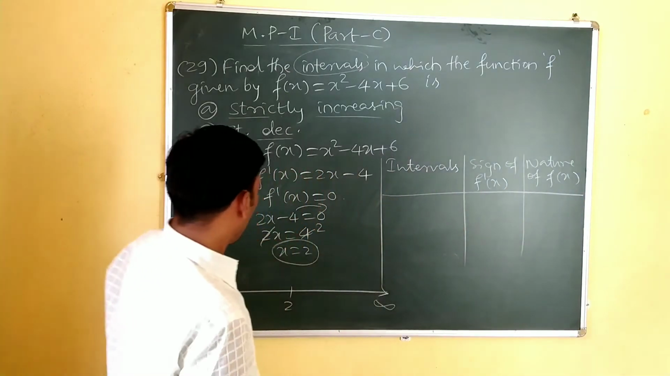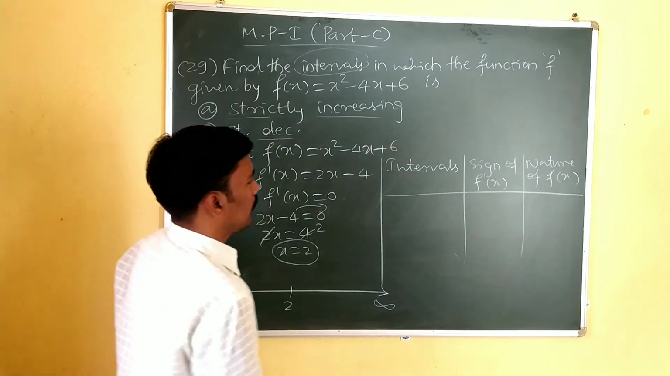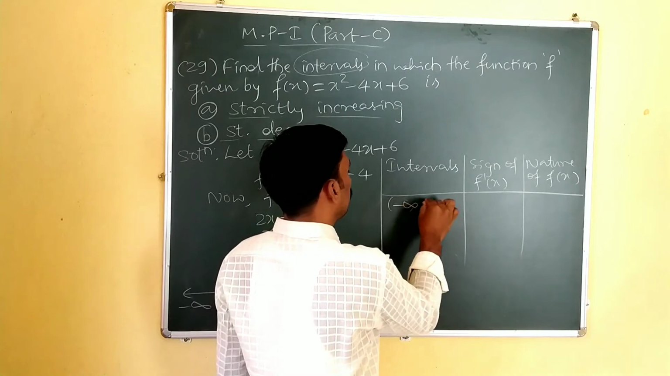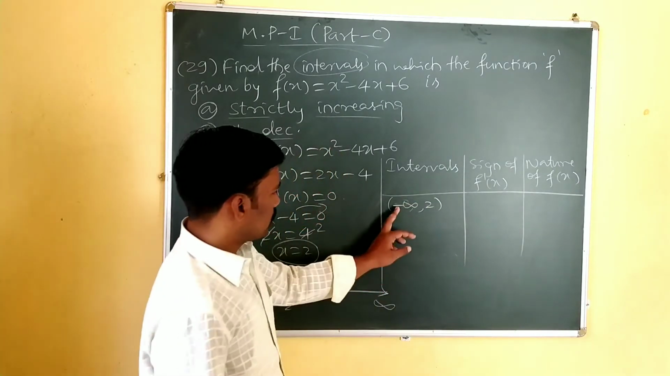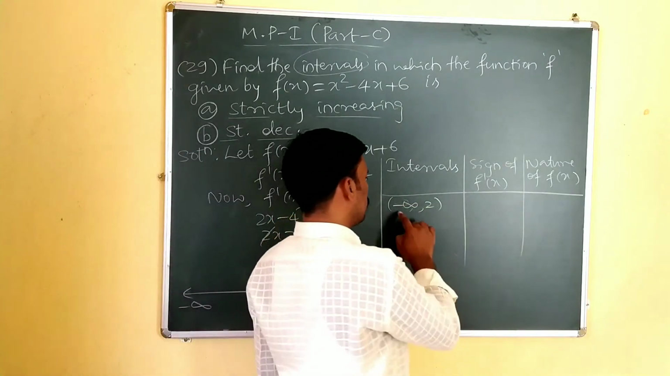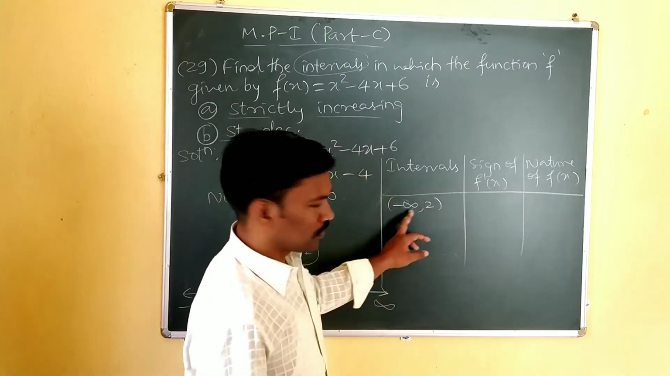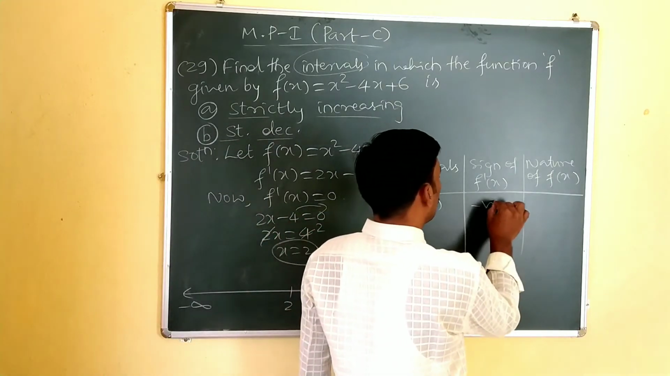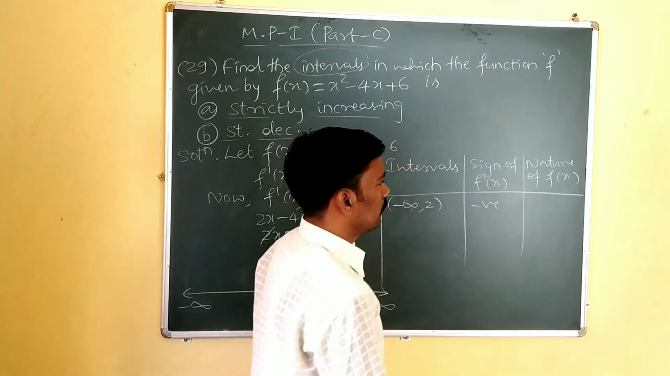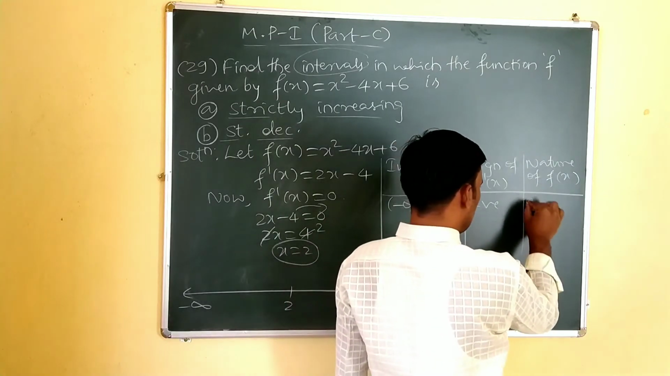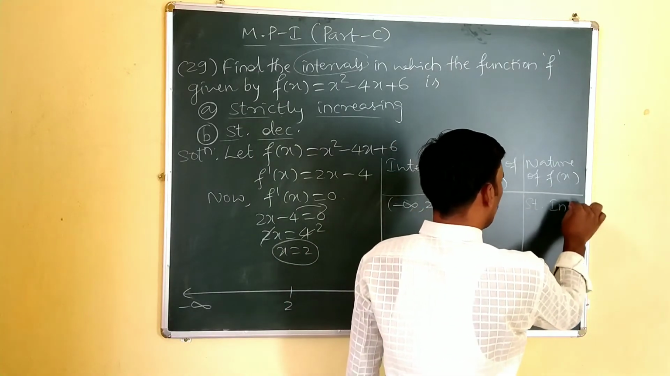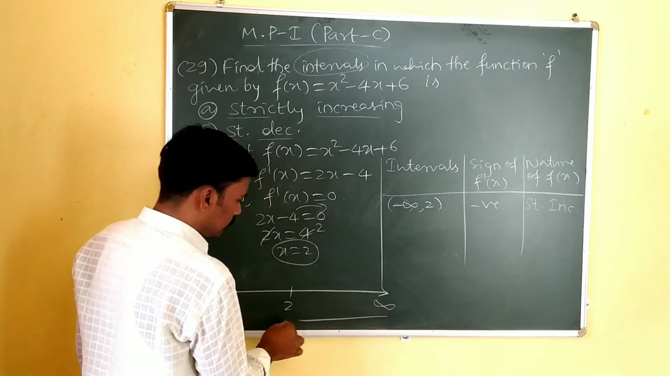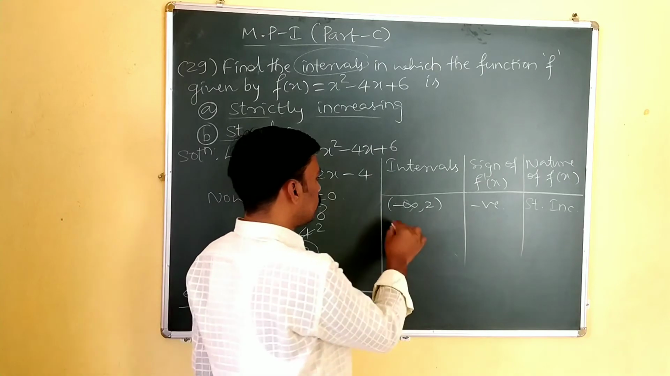So take first interval, minus infinity to 2. Minus infinity to plus 2. So minus into plus, which is minus. Just multiply the sign of these two numbers. So minus and plus 2. Minus into plus, minus, negative. If f dash of x is negative, then f of x is strictly increasing. F of x is strictly increasing. Very simple.